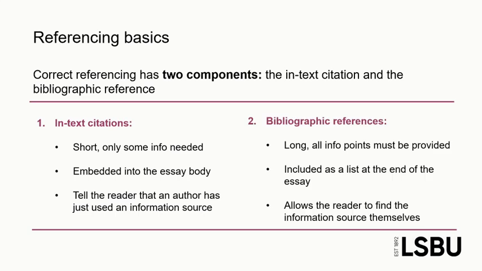The bibliographic reference is the counterpart to the in-text citation. It is longer because it needs to include more information points that allow the reader to find the specific source you have used for themselves. For this reason, bibliographic references are usually included at the end of an essay in a list. In this list, you provide references for all of the sources you have used throughout your assignment. Whereas you need to include an in-text citation every time you mention a source in your essay, even if you have cited it previously, you only need to include the bibliographic reference once, at the end in the reference list.